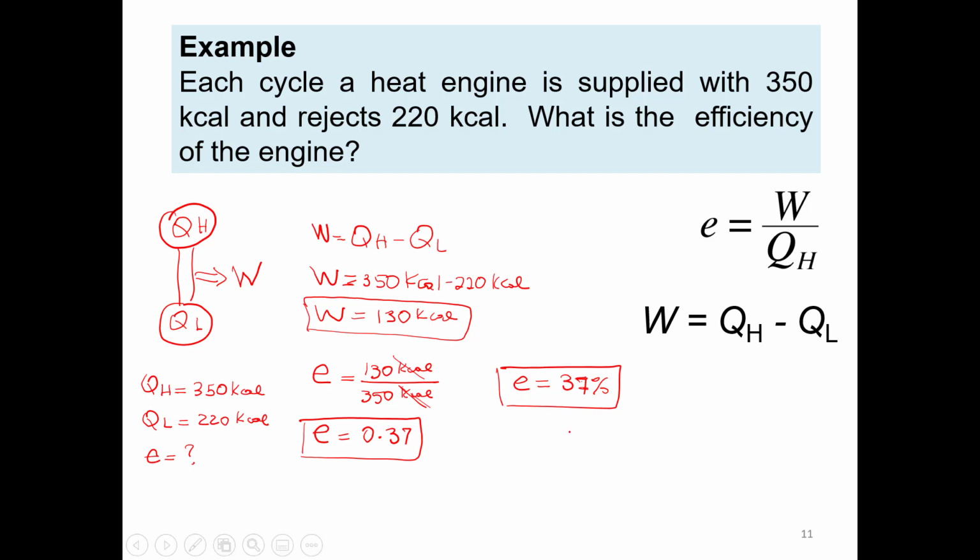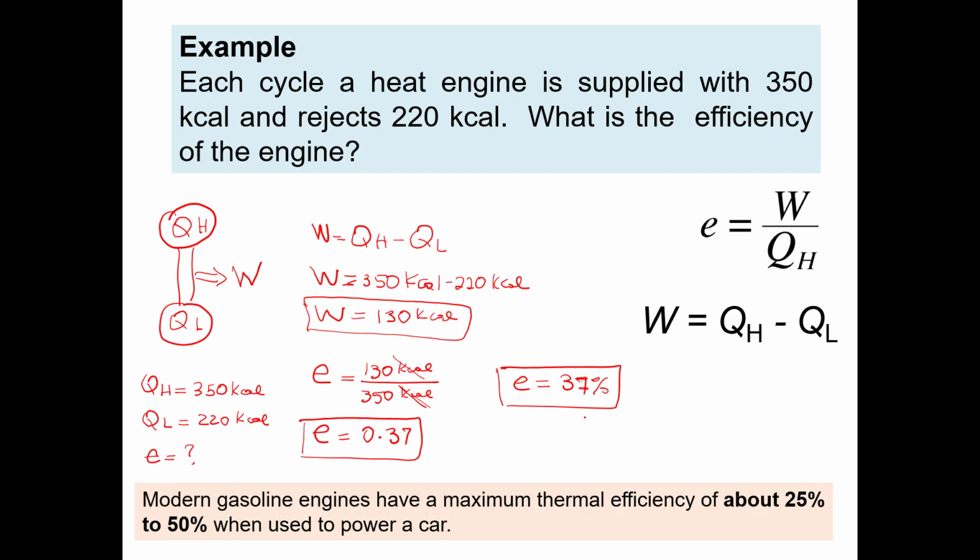Now you can think this is low efficiency, but in real life, for real machines, this is actually good efficiency. We can see for cars, for gasoline engines for example, the thermal efficiency is only about 25 to 50%. Then actually 37% is good efficiency in this kind of engine.